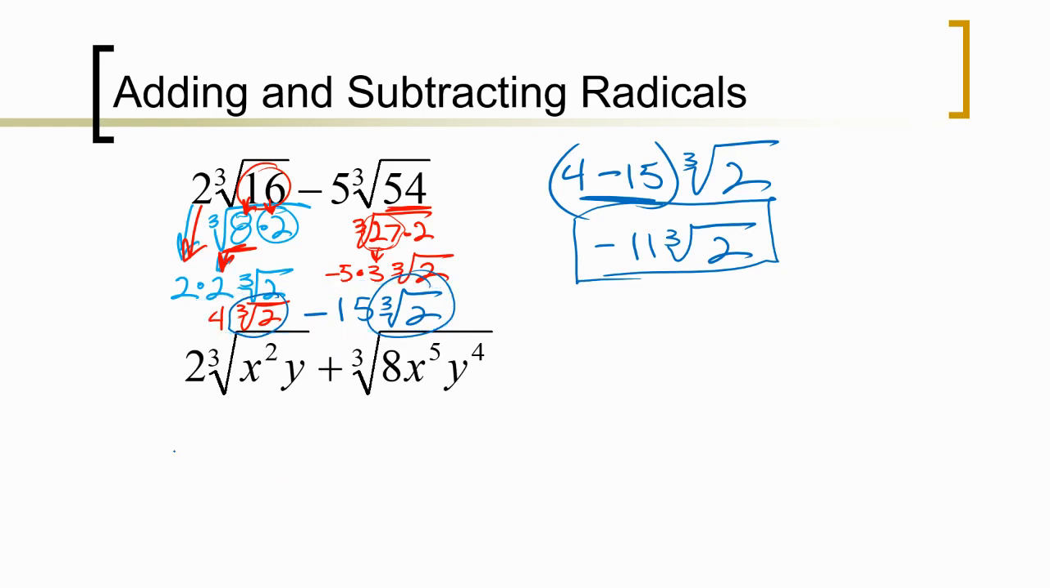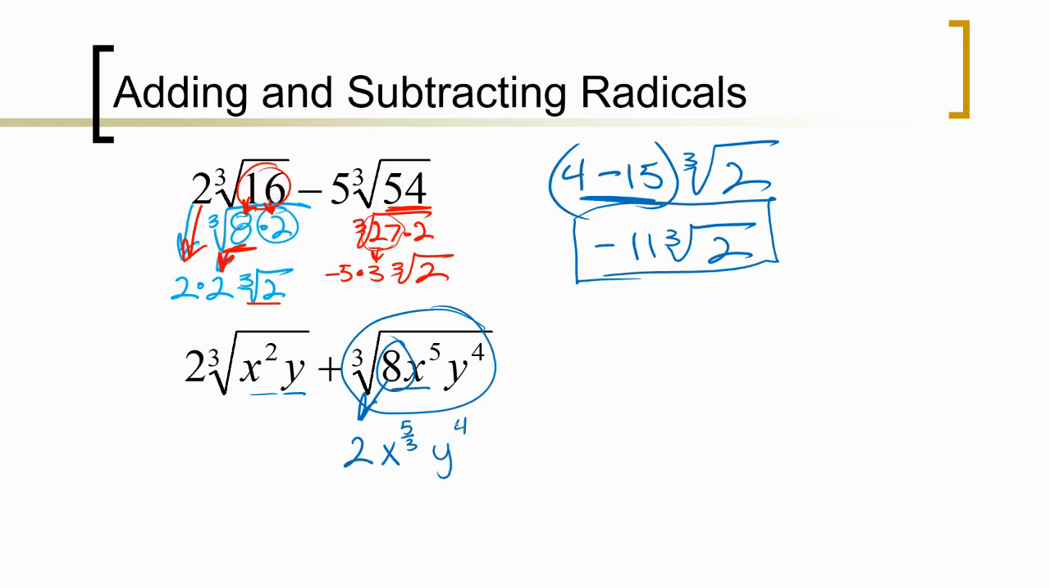Now this last one on the screen, we have some variables in the mix. So what we want to do, as before, I'm going to erase this a little bit just to make it stand out, is try to divide the index by any powers. Well, this first one is the most simplified form because 3 doesn't go into the 2, and this is a 1. So that one's done. The second radical needs to be simplified, though. Notice there is a cube root of 8, so that's going to pull a 2 out, and this is really x to the 5/3, y to the 4/3.